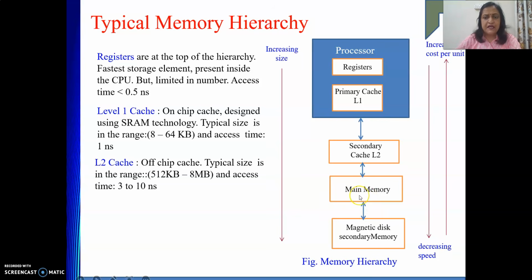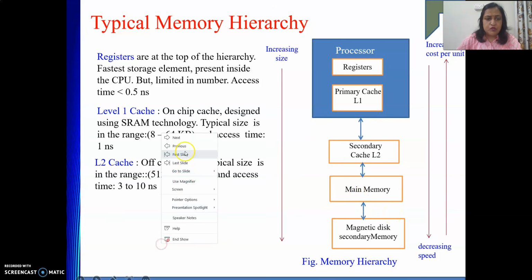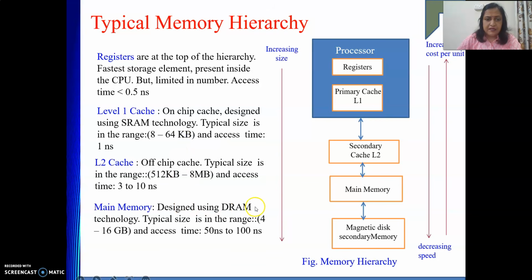Already I have told this. So main memory is designed using DRAM technology. Size is on the higher side, 4 to 16 GB. Access time is 50 to 100 nanoseconds, right? And your L2 cache is within 10 nanoseconds, right?